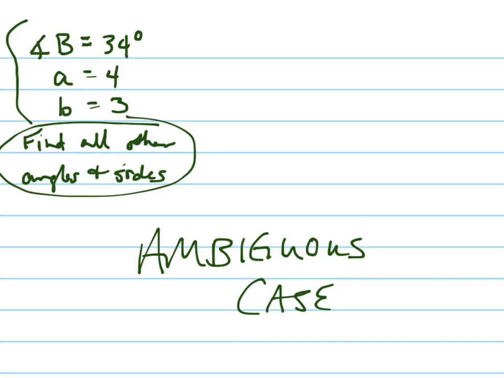When we have a triangle, it's unclear whether it's just a single triangle, or if you could actually make two triangles out of it, or if there's really no triangles that have these three characteristics. So let's talk about how to find this.